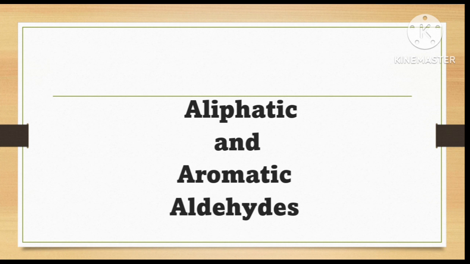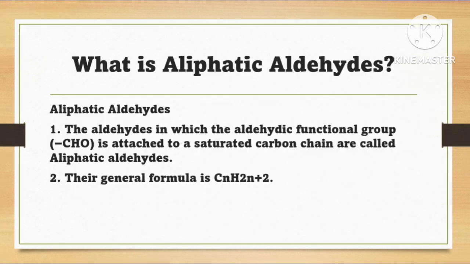Aliphatic and aromatic aldehydes. What is aliphatic aldehydes? Aliphatic aldehydes, number 1, the aldehydes in which the aldehydic functional group, open parenthesis, negative CHO, close parenthesis, is attached to a saturated carbon chain are called aliphatic aldehydes. Number 2, their general formula is CnH2n plus 2.